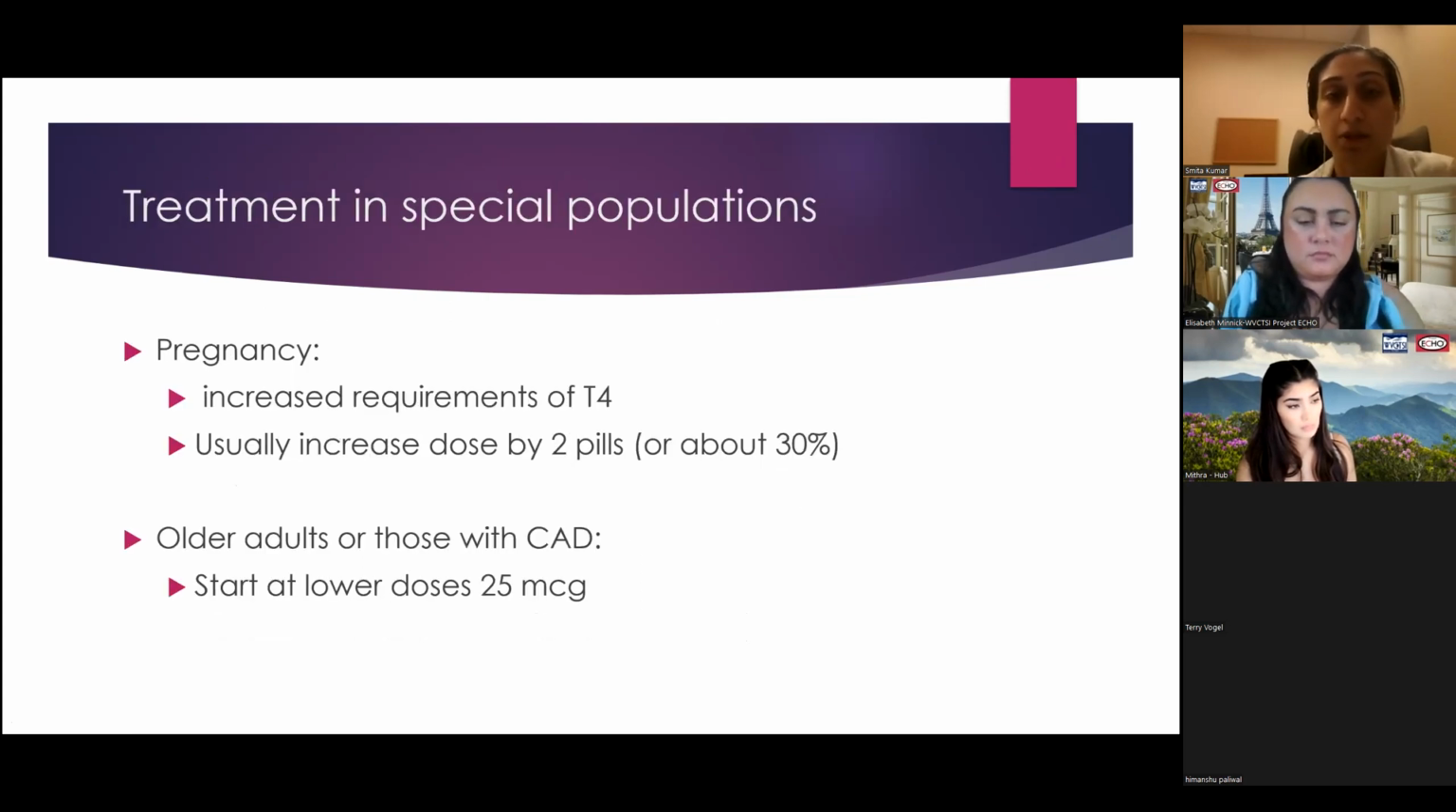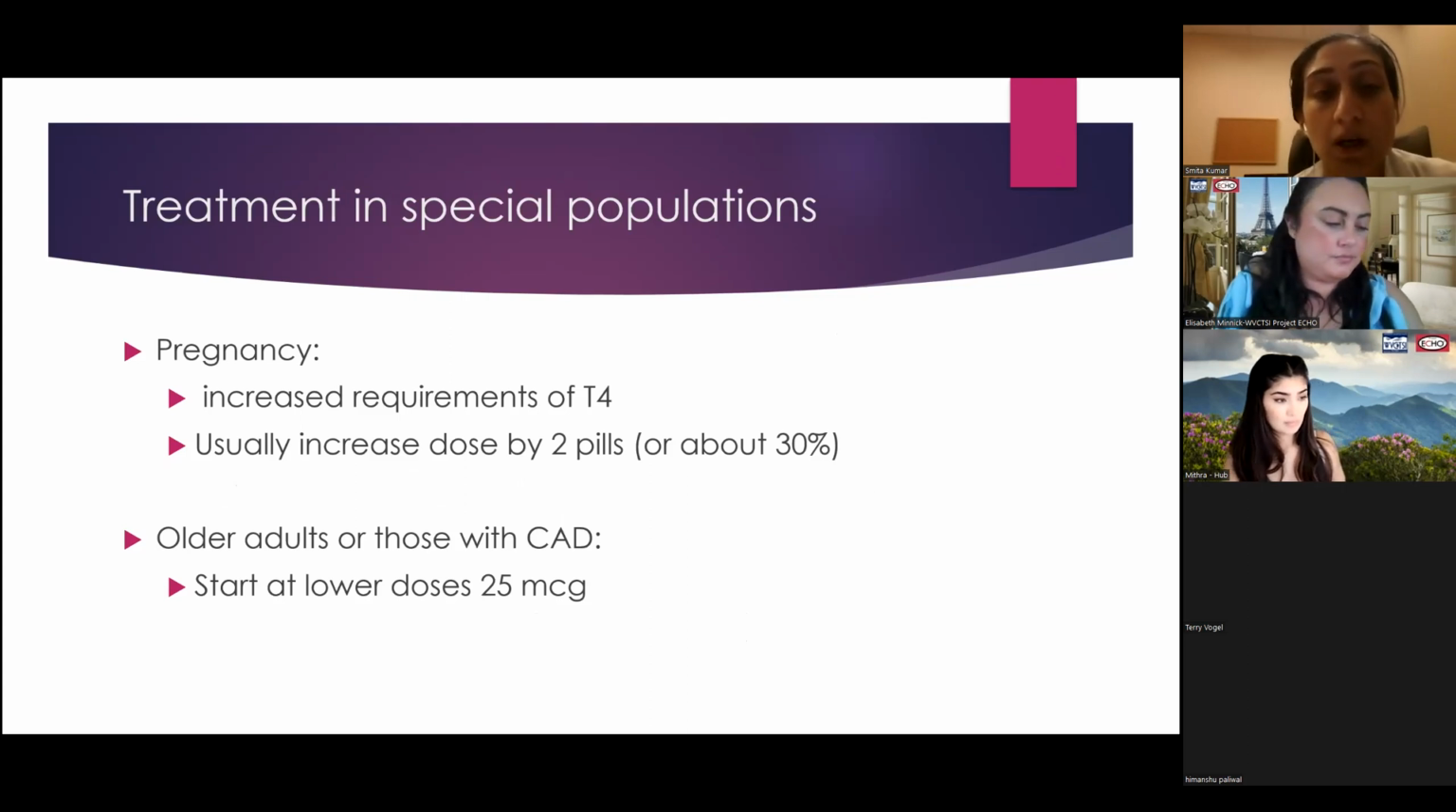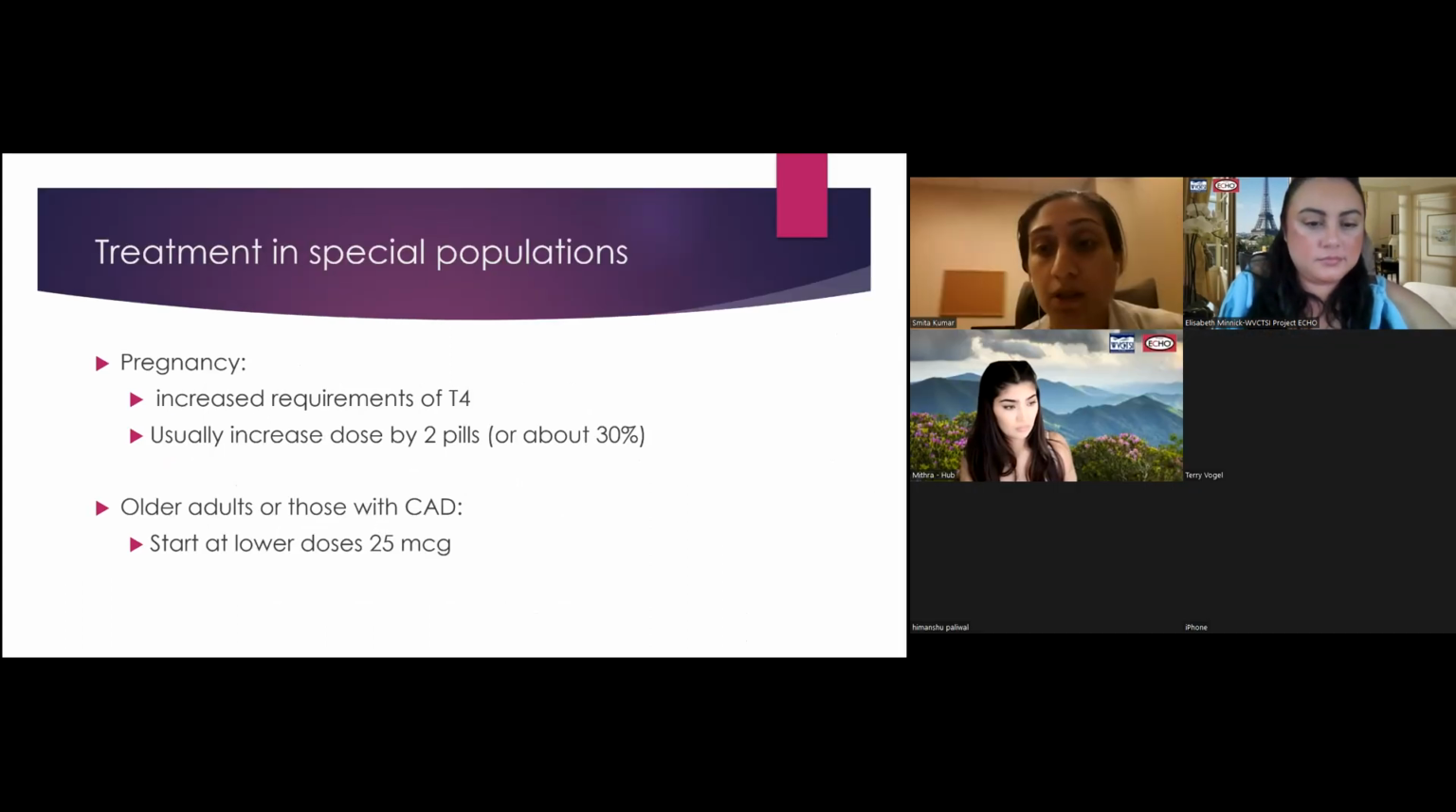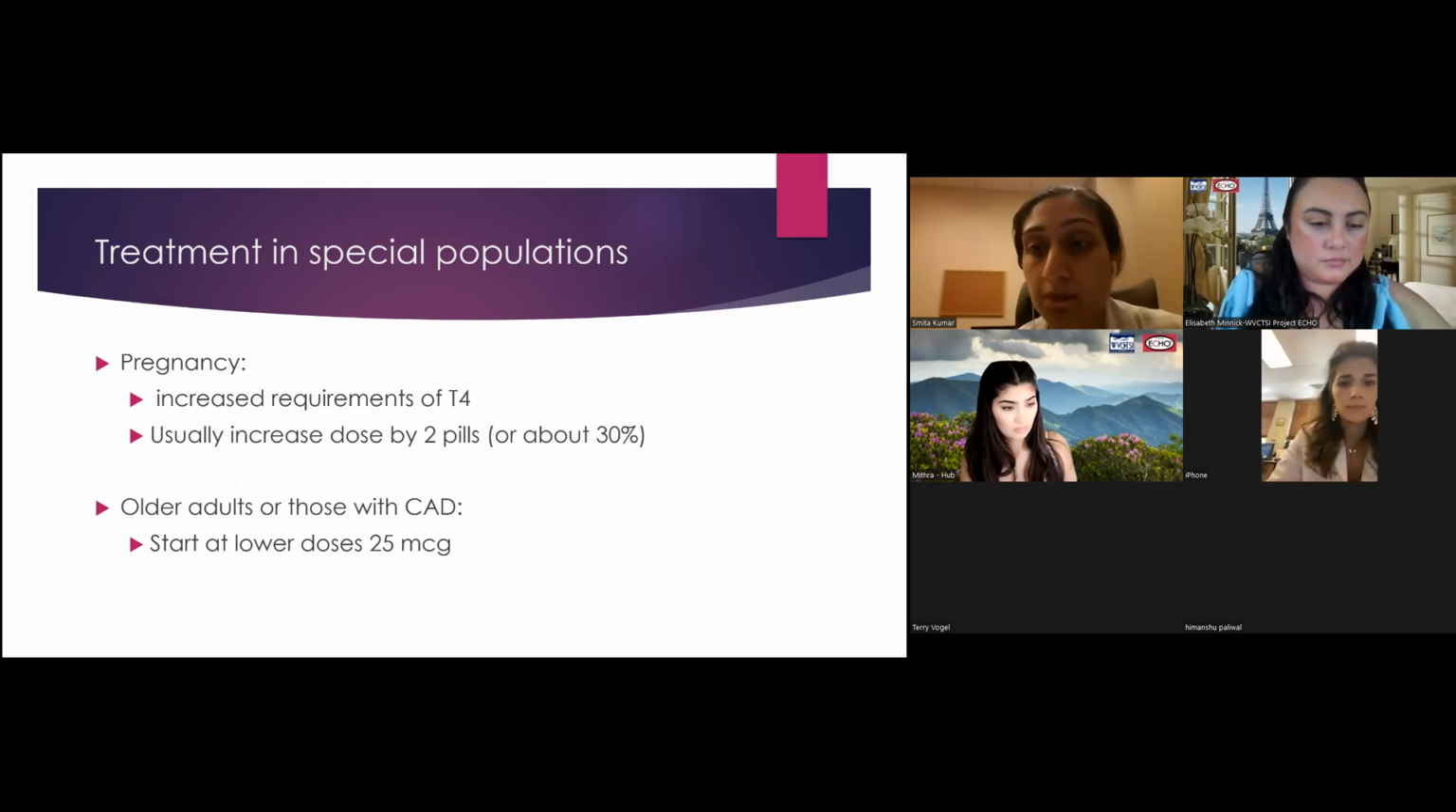Sometimes you may not always want to start on a full replacement dose. So these are special populations that you want to think about. In pregnancy, they have increased requirements of T4. So usually as soon as the patient finds out they're pregnant, we preemptively increase their dose by about 2 pills, which is about 30%, due to the increased need of thyroid hormone in early pregnancy.